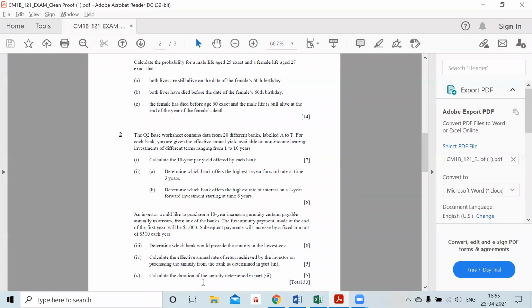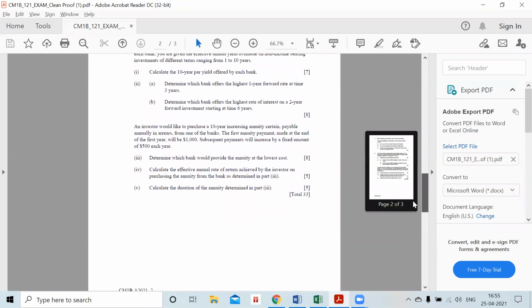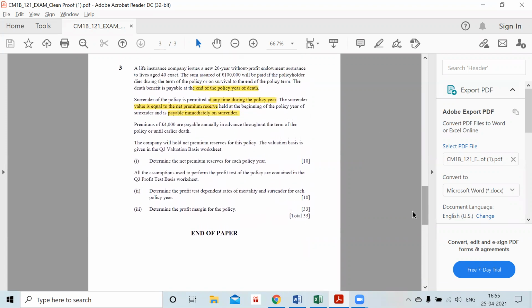And you can just take a summary of your answers. This was 50 marks, 50% of the paper, and 47 marks has been done. Now comes question 3, which is of the maximum marks of 53 marks. It's a profit testing question, but very direct.